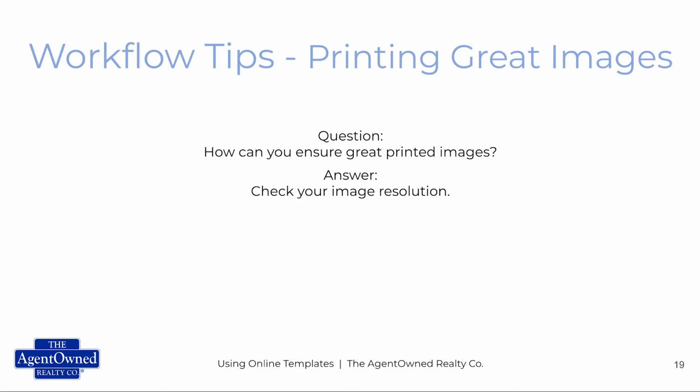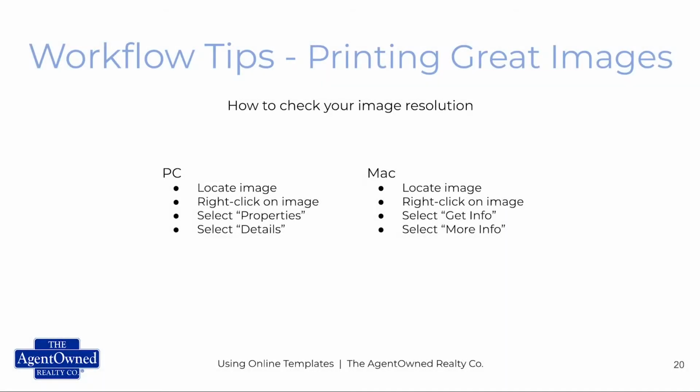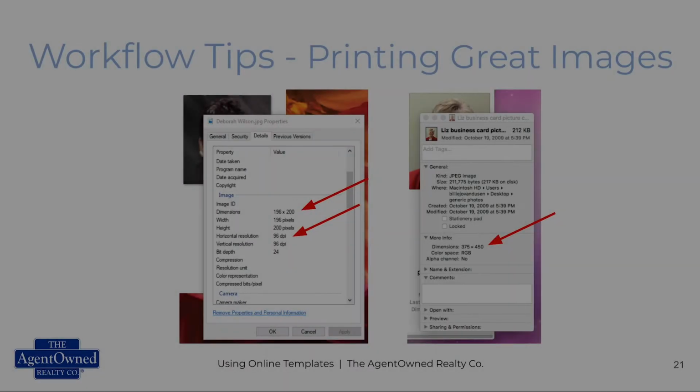So how can you ensure great printed images? Check image resolution. How do you check that? Well, let's take a look. Checking your image resolution is different on a PC as opposed to a Mac. On a PC, you're going to locate the image, right-click on that image file, select Properties, then select Details. And on a Mac, you're going to locate the image, right-click on it, select Get Info, and then select More Info, and you'll see the information there. We're going to take a look right now.